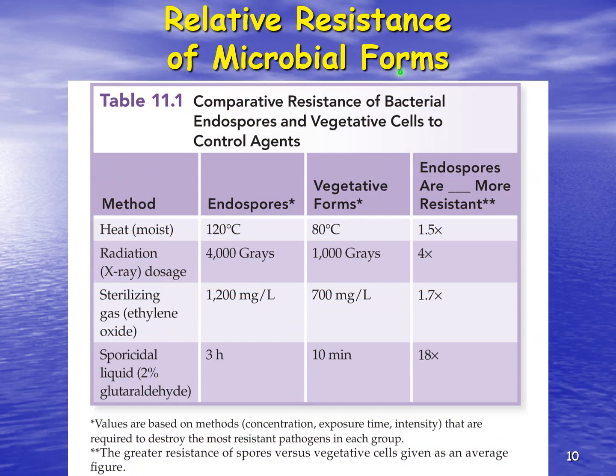So if we just look at the relative resistance here, moist heat will take 120 degrees Celsius to actually get rid of the endospores of most of those organisms that can form them. Whereas the vegetative form, or the living cell, of those bacteria will be killed at 80 degrees Celsius. Radiation takes 4 times the amount of radiation to get rid of the endospores than the vegetative cells. Sterilizing gas such as ethylene oxide, endospores are about 1.7 times more resistant.